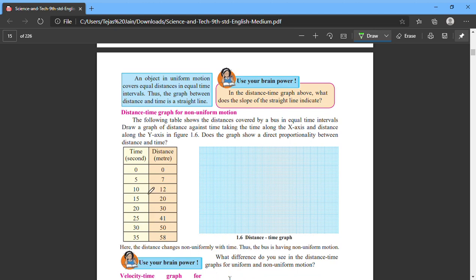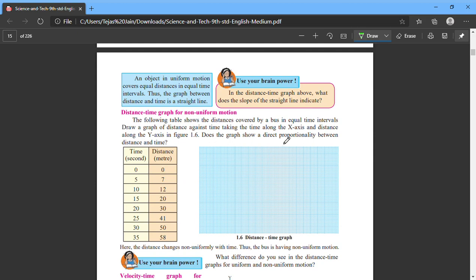Now here when we observe this table, we find that the time slots are 0 to 5, 5 to 10, 10 to 15, up to 35 minutes. But the distance which is given in meters, 0 to 7, 7 to 12, 12 to 20, 30, 41, 50, 58. That is, the distance is unequal. So this is non-uniform motion.